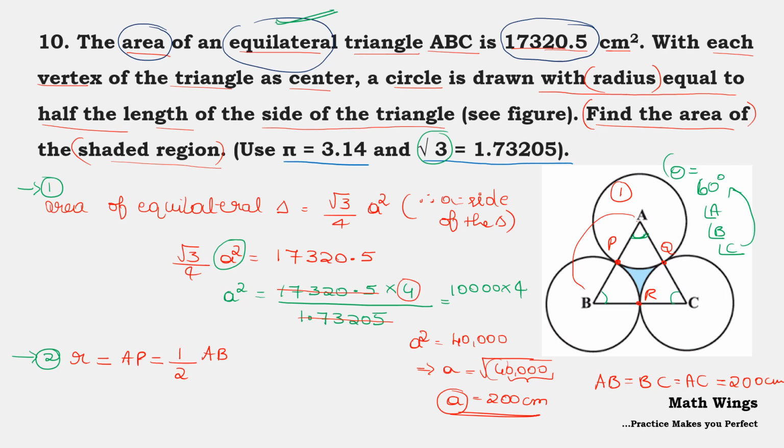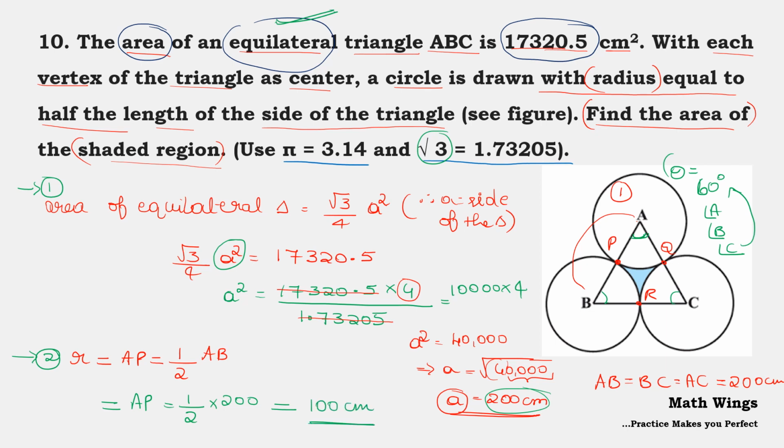So using this answer, we can write the radius of the circle. What's the radius of the circle? That is equal to AP, we can take it as, which is equal to half of the side. So what is the side here? 200 centimeter, so the radius of the circle is equal to 100 centimeter.